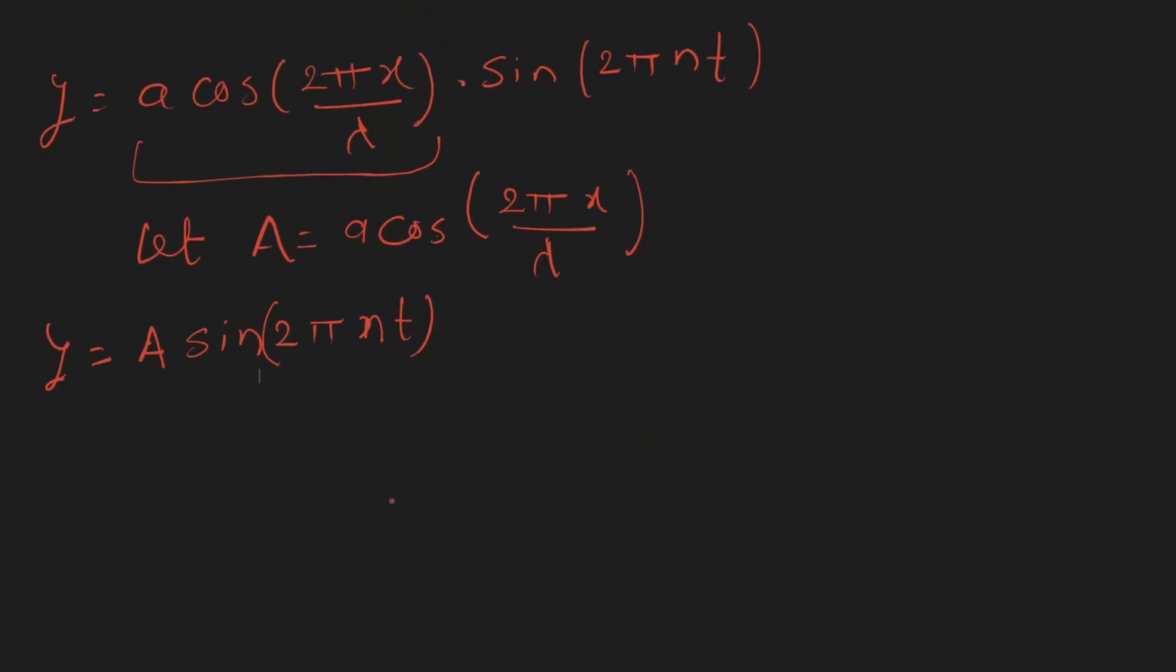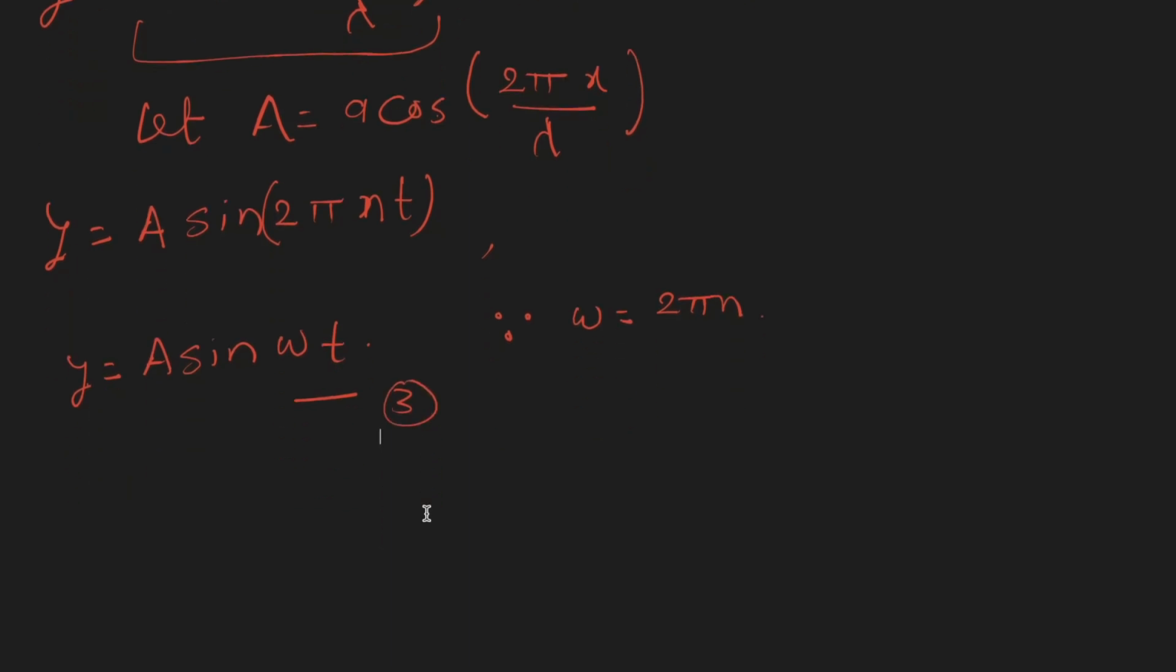Again 2 pi n is omega. y equals A sine omega t, since omega equals 2 pi n. This is equation 3. This is the equation for a stationary wave.